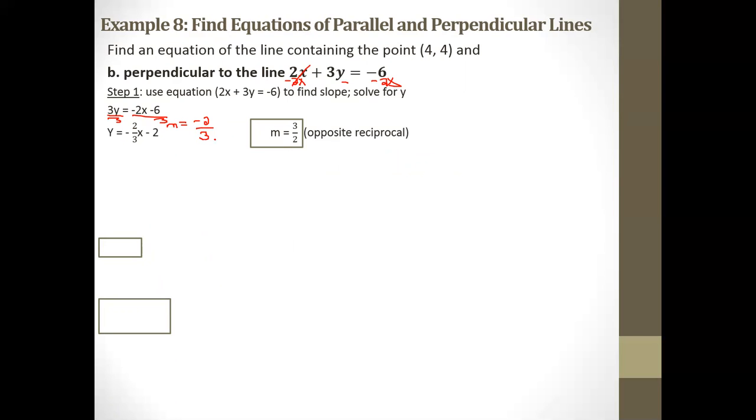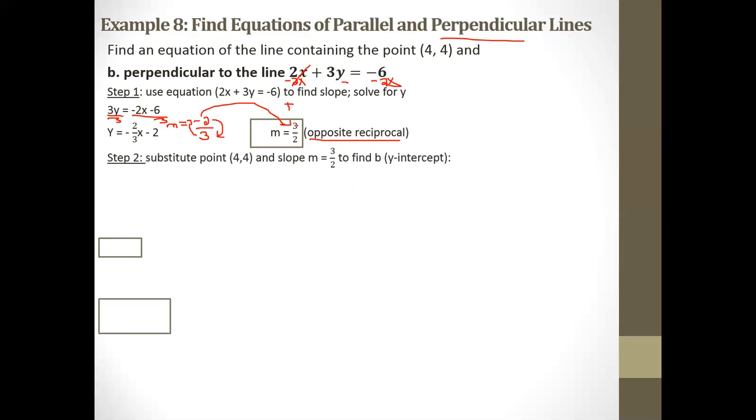However, what we know about the slopes of perpendicular lines is that they're opposite reciprocals of each other, meaning the signs are opposite. So since the slope of the given equation was negative, our slope is going to be positive. Now the reciprocal, remember we get the reciprocal by flipping this fraction. So that 2/3, we're going to move the numerator to the denominator and the denominator to the numerator. And that's how we get 3/2.